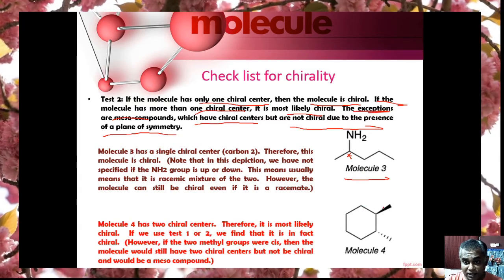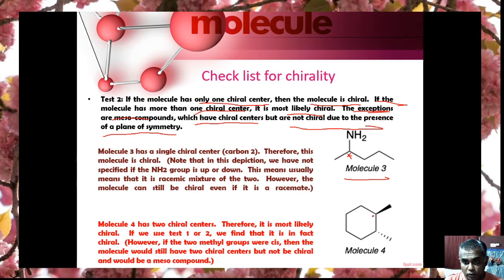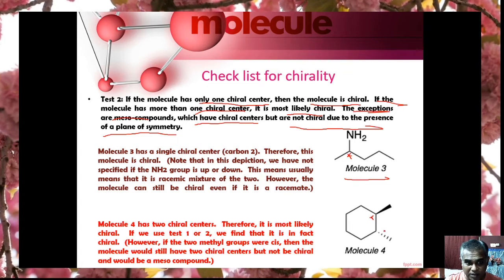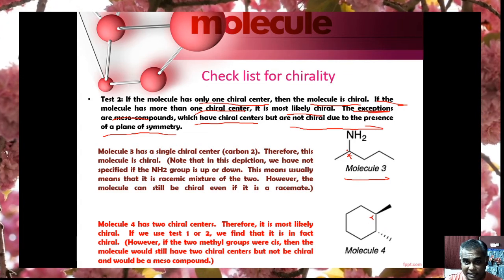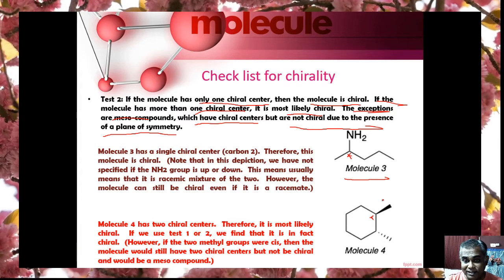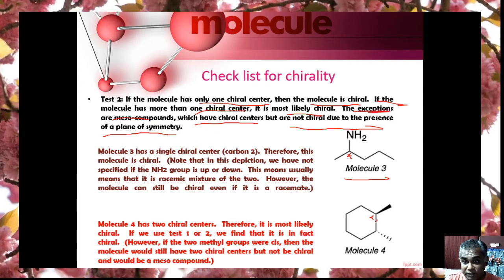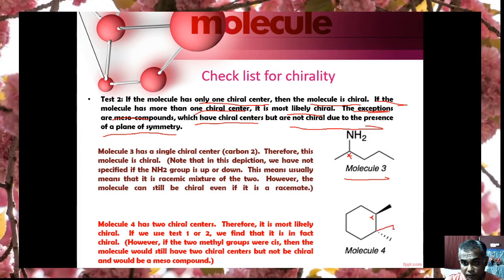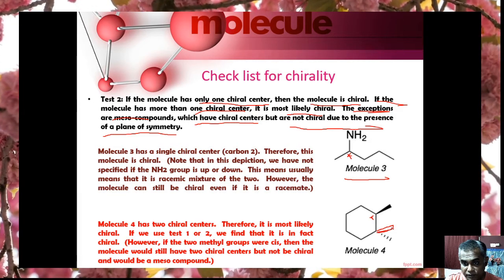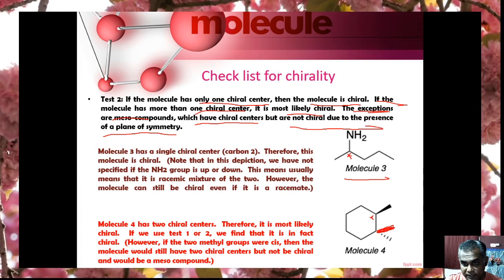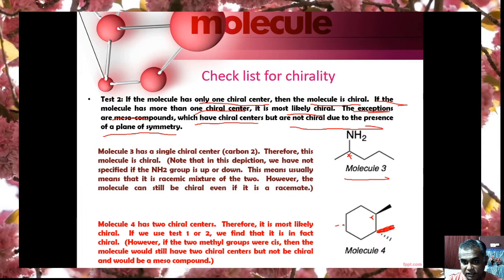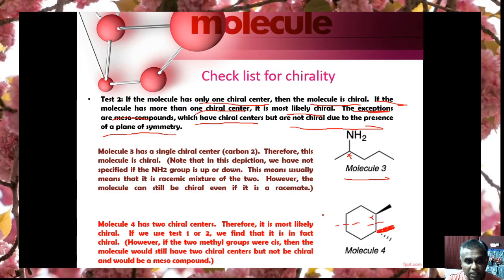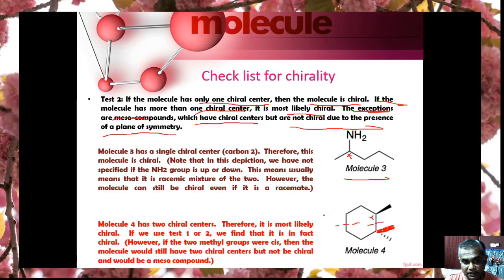On the other hand, in the case of molecule 4, this molecule has two chiral centers, therefore it is more likely to be chiral. And if we apply tests 1 and 2, we find that it is in fact chiral. However, if the two methyl groups are present on the same side, say for example, instead of wedge representation, if the two methyl groups are present like this, then this molecule will have a plane of symmetry, and therefore this molecule would be achiral and a meso compound.